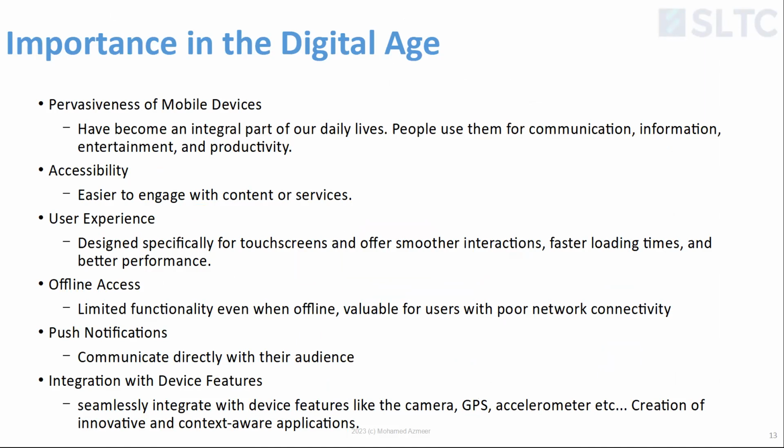So, starting from the first one, pervasiveness of mobile devices. Pervasive means what? It is available everywhere. In fact, it has become an integral part of our daily lives, isn't it? As soon as you get up in the morning, we turn on the phone. Maybe it's already on 24/7. If it is off, we turn it on in the morning. So we start our day with the phone, isn't it? And we use it for communication and information, entertainment and productivity, check out the news, all that we use a mobile phone.